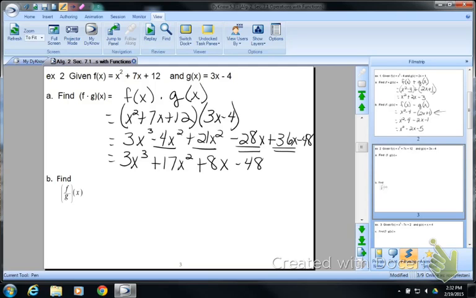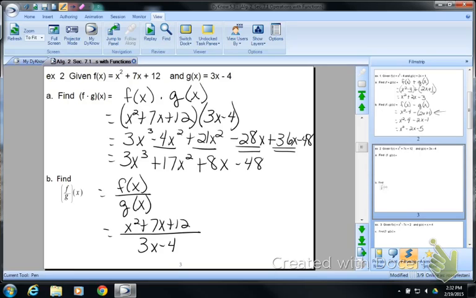Now we need to find f over g of x. So that means f of x over g of x. And what is your f of x? X squared plus 7x plus 12. And your g of x is 3x minus 4. Now, so many people last period were like, oh, do I do the synthetic division now? No, we're just practicing putting it in fraction form.